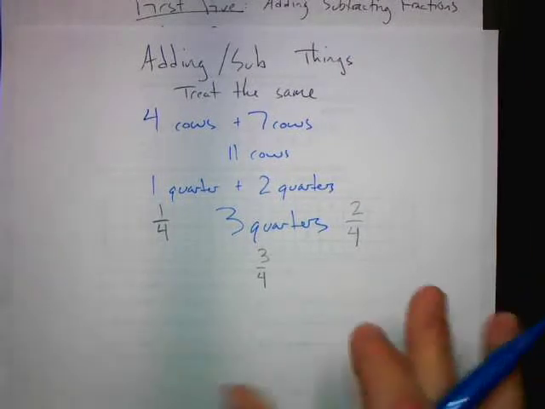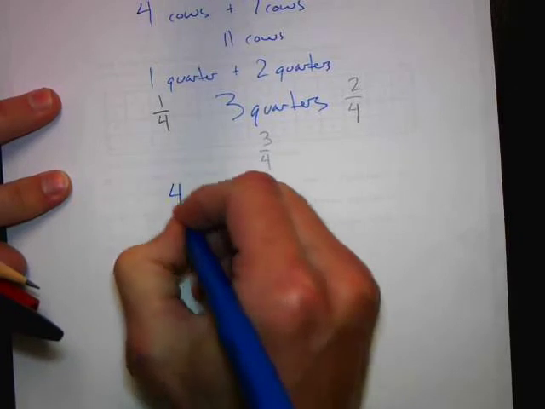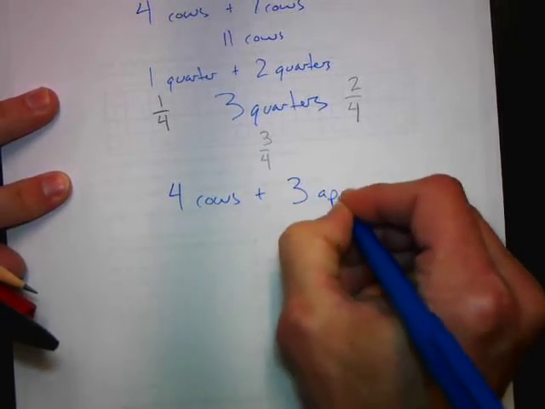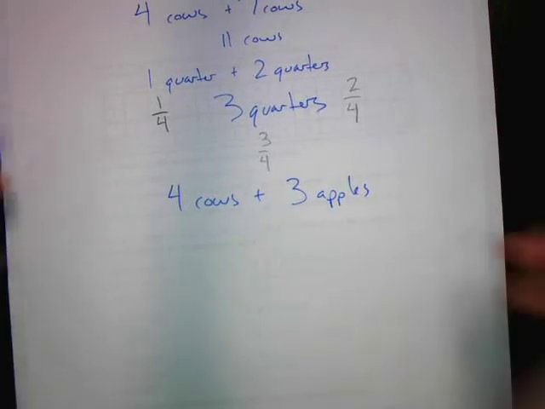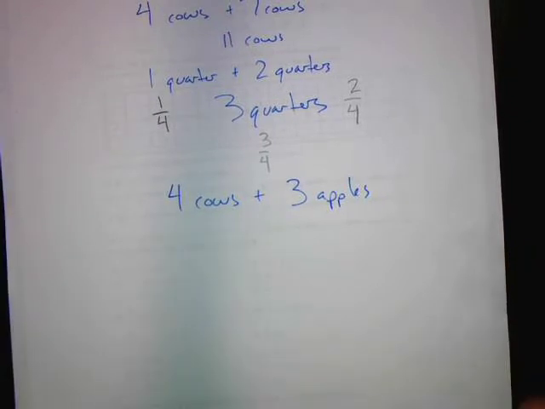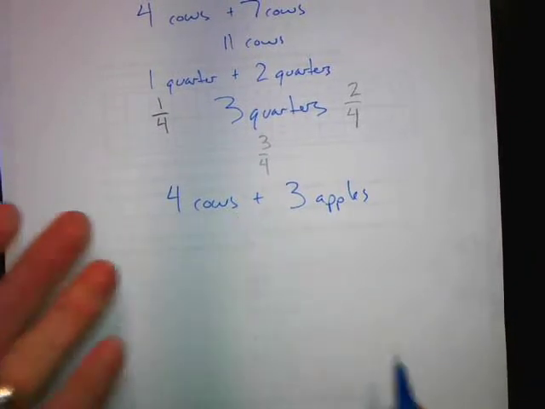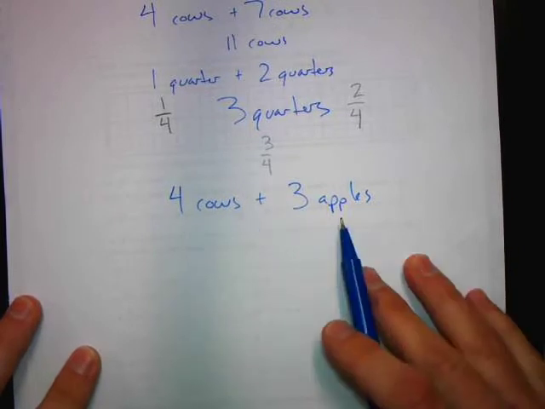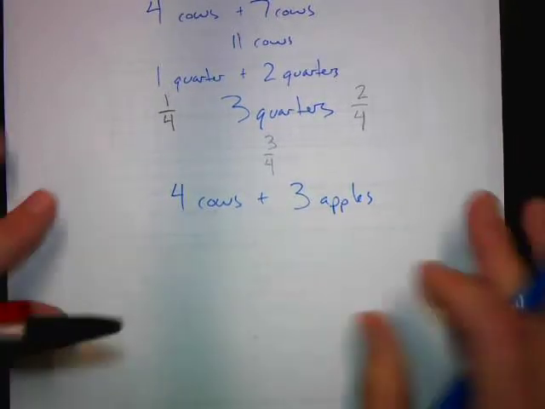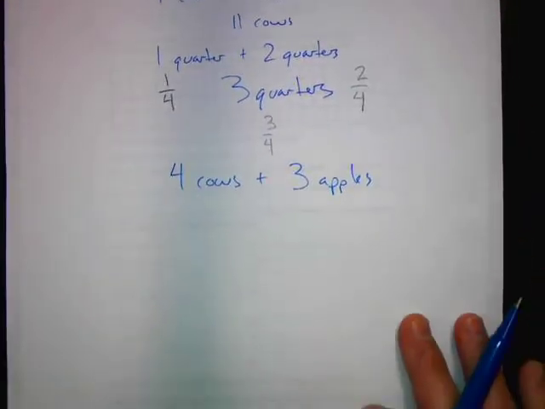So people ask, well, what if I had 4 cows and I add to that, 3 apples? What do I have? And some people say 7. Well, 7 what? I'm adding and subtracting things. I have 7, I don't know. I can't add these. I can only add the same types of things. So when you're working with adding and subtracting, it's important to know that we are adding and subtracting things. And that will help us when we get into fractions.